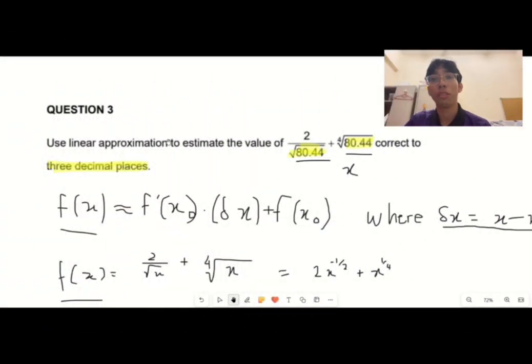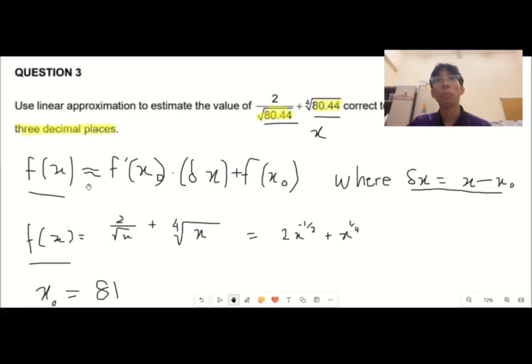Use linear approximation to estimate the value of 2 over square root 80.44 plus 4 square root 80.44 correct to 3 decimal places. So the answer needs to be in 3 decimal places. Now we're going to take a look at the general formula first, which is f(x) approximately equals f prime x naught times delta x plus f(x naught), where delta x equals x minus x naught.